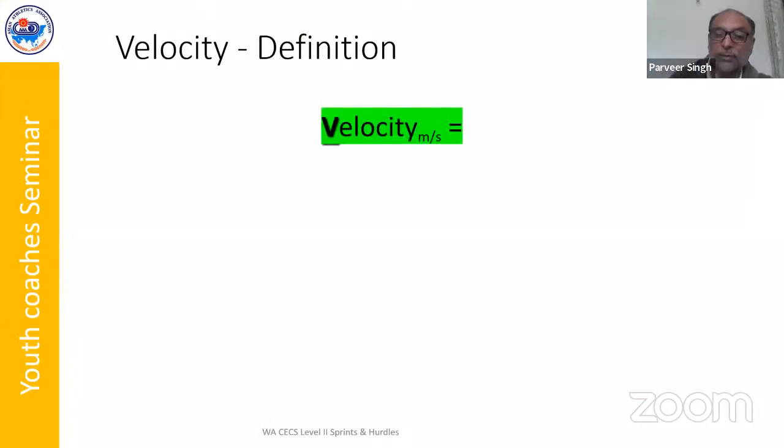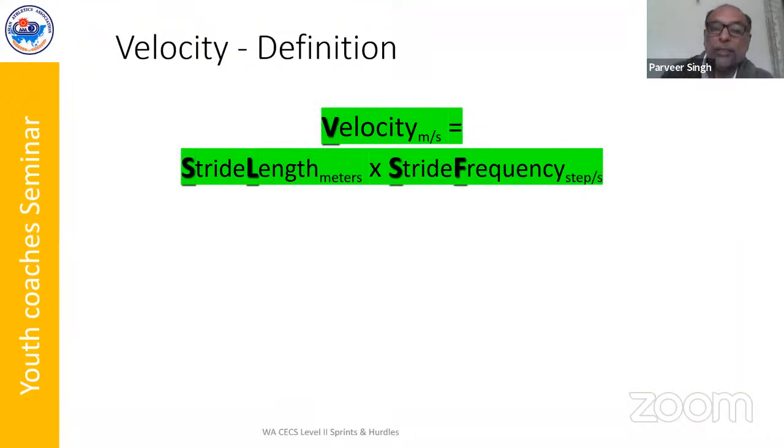So velocity definition, it is meter per second. So in sprints, velocity of an athlete or a sprinter or a runner is equal to stride length into stride frequency. Stride length in meters and stride frequency, how many strides have been taken per second. So multiply this, we calculate the velocity.